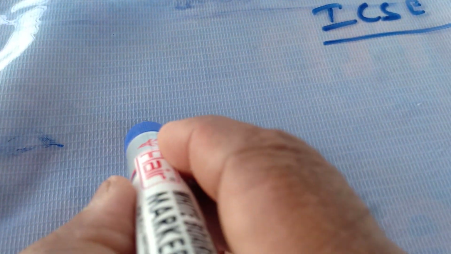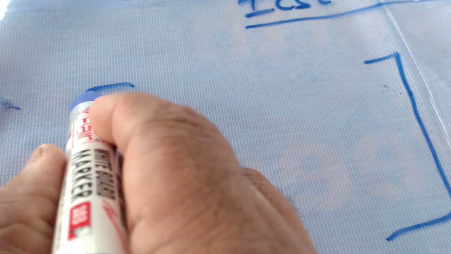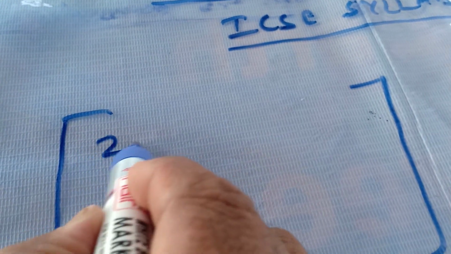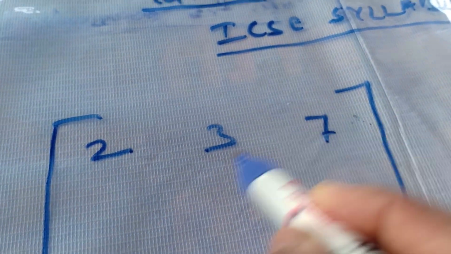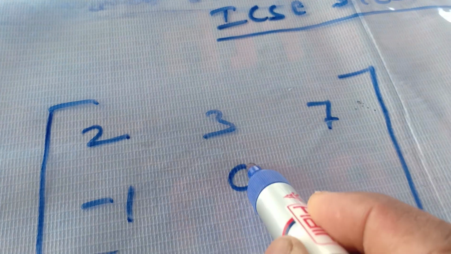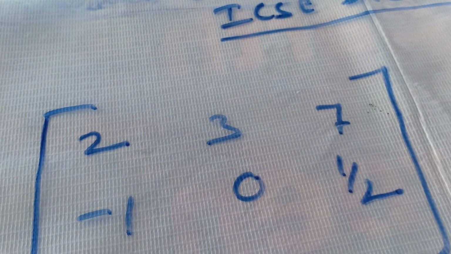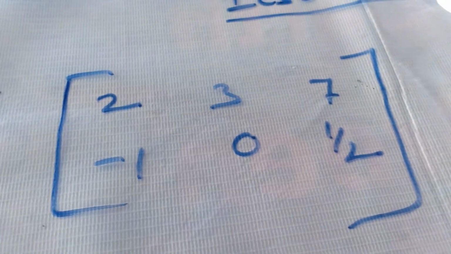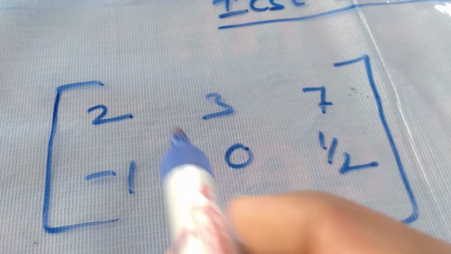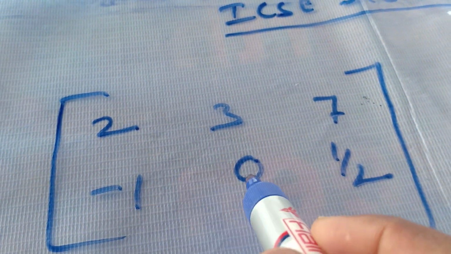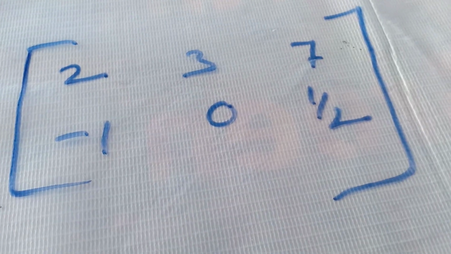Matrix. What is a matrix? Matrix is nothing but the rectangular arrangement of numbers. Always they are written within the square brackets. This is a square bracket. Suppose I write 2, 3, 7, minus 1, 0, 1 by 2. So this is a matrix now, and these all are the members or elements of this matrix.